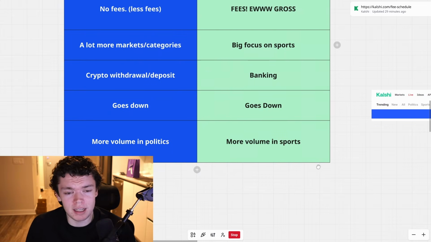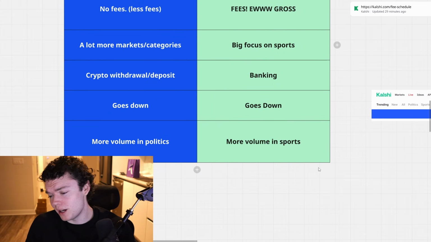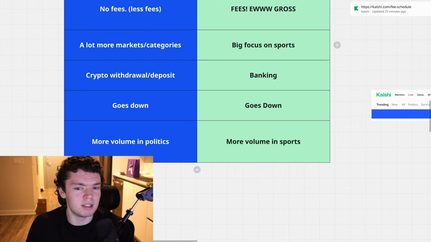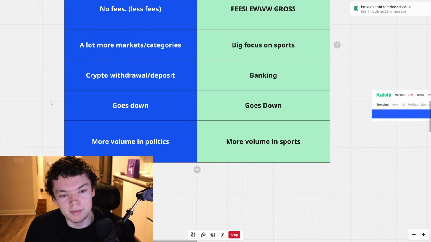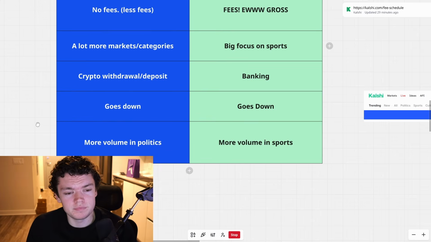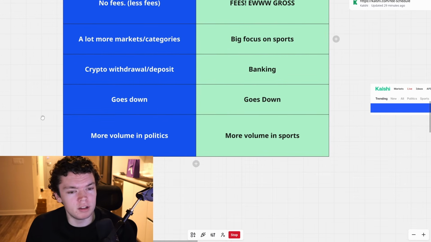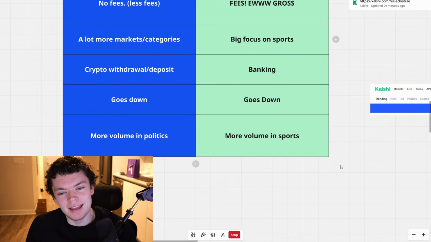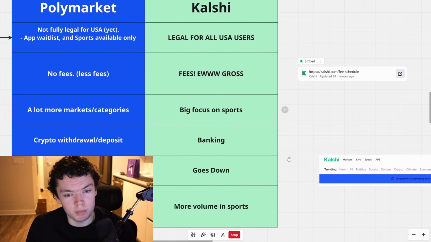Sometimes you can't place a trade. Why are my trades not going through? What happened to my positions? Why didn't I get my deposit? Why is my deposit not showing? Whatever. But they both go down, so that's an issue that they both have. And Polymarket, more volume in politics, and Kalshi, more volume in sports.